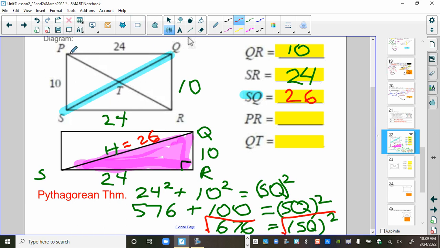Now, that entire distance from S to Q is 26. Well, what about from P to R? The same, 26. It's also going to be 26. Same thing, because SQ and PR are the exact same. So they said that entire distance. Now, what about the distance from Q to T? 13. How did you get 13? You just divided in half. That's right. That's all you do. It's going to be 13.